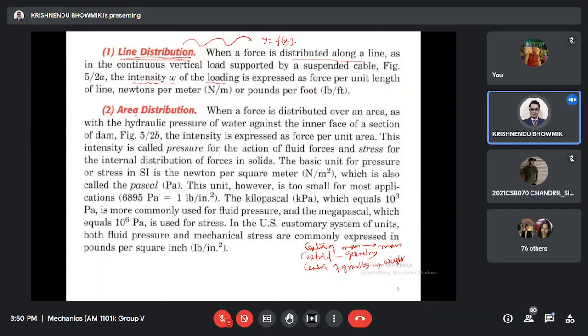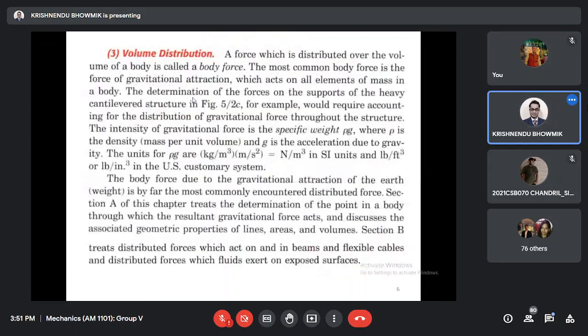Sometimes the distribution may be over some area. We call these area distributions. Sometimes the distribution may be over the volume, like self weight. We call these volume distributions.